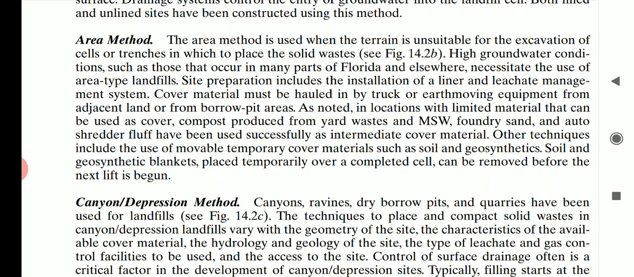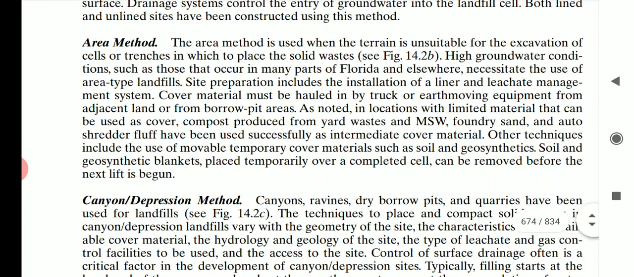Cover material must be hauled in a truck and earth moving equipment from the adjacent land. Okay, for covering we need a clay material. So for that, we are just going to dump on the area, and the covering material will be carried with the help of trucks, or we are going to get it from some other borrow pits.